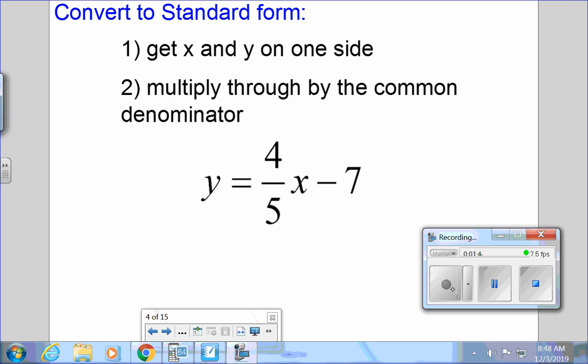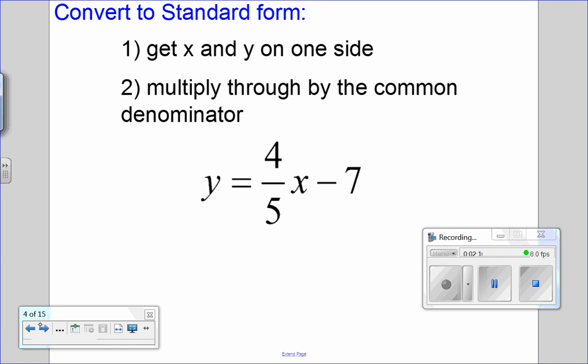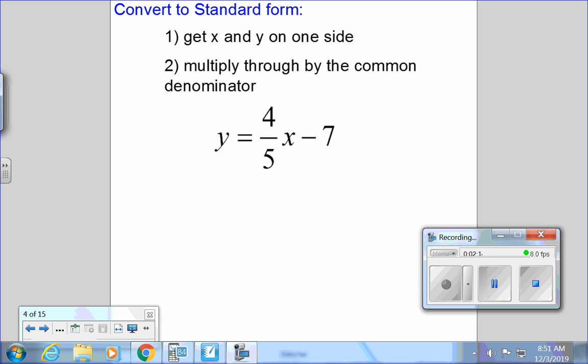To convert something from slope-intercept form or point-slope form, you're going to want to get your x and y all together on one side. Then you're going to want to clear the fractions. To clear the fractions, you multiply through by the common denominator of all the fractions. In this case, I think we're only going to have one fraction, so clearing that fraction will be a piece of cake. I think they're writing down the steps, so I'm going to pause and give them some writing time. All right, I think we're ready.